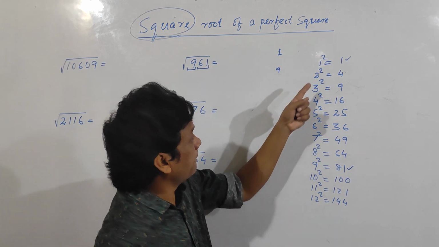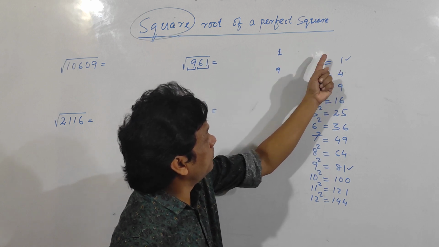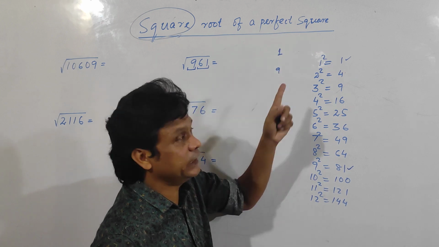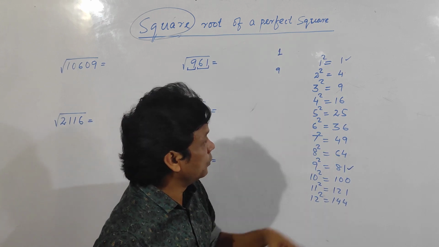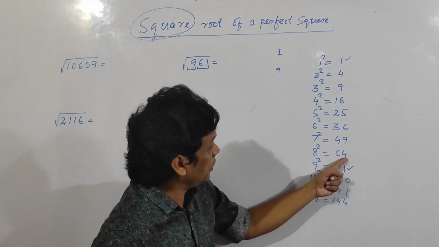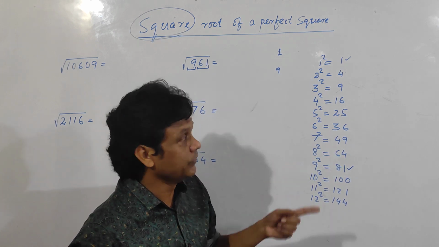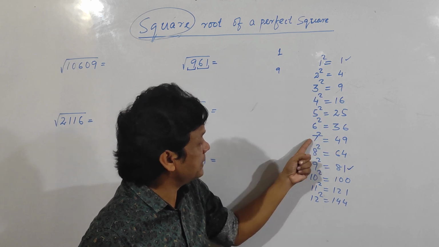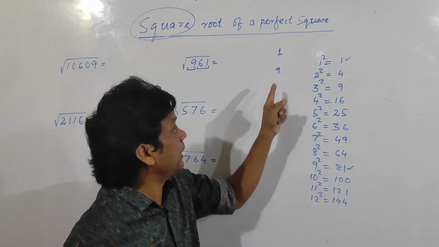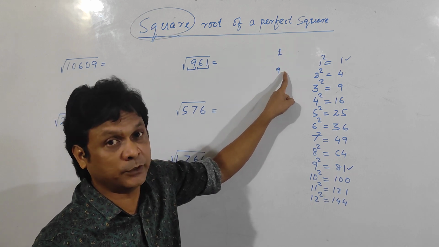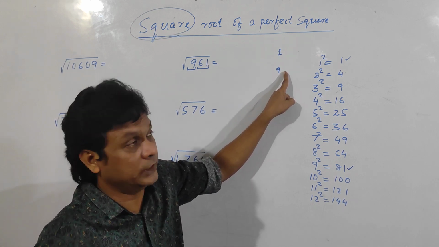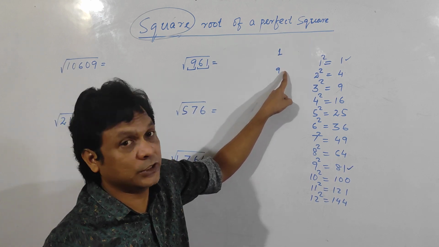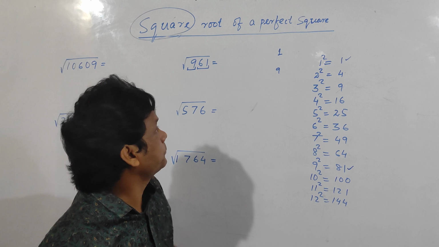So the trick is that if the unit place is 1, then either it will be 1 or it will be 9. That means 9 plus 1 is 10. If the unit place is 4, there is a possibility of 2 or 8. So 8 plus 2 is 10. If the unit place is 9, then there is a possibility of getting 3 or 7. That means 7 plus 3 is 10. If one of the digits is known, the other one you can obtain: 10 minus this one. That means if 1 is here, 10 minus 1 is 9. So the other number may be 9.